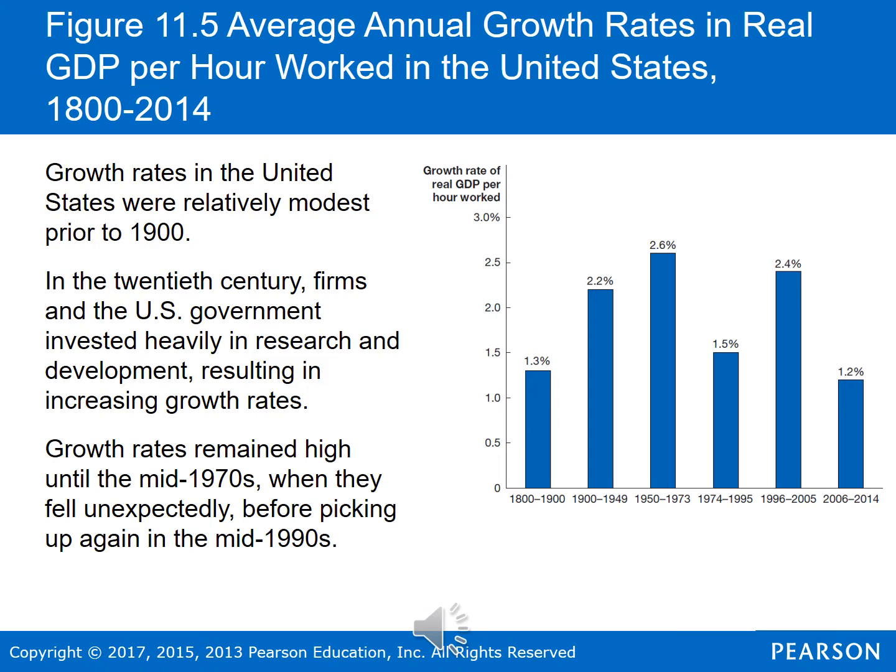So together, these factors resulted in a growth rate of real GDP per worker of 1.3% from 1800 to 1900. So at this low level of growth, real GDP per capita would double about every 63 years. So that means living standards were growing steadily but relatively slowly.